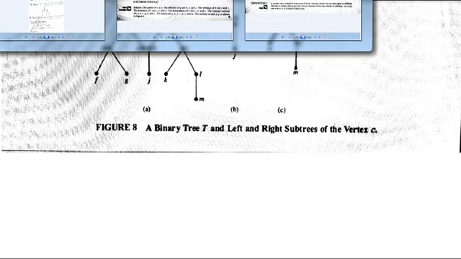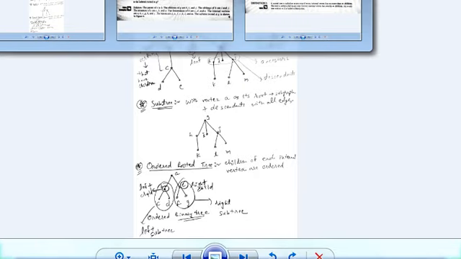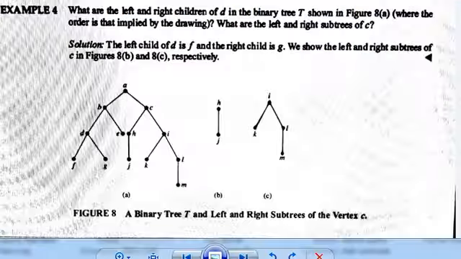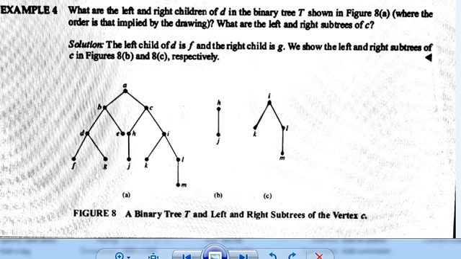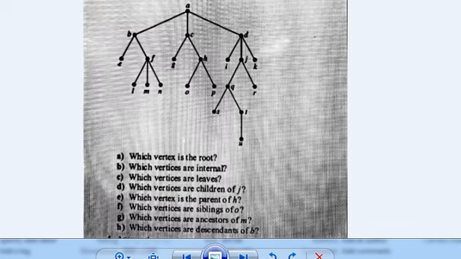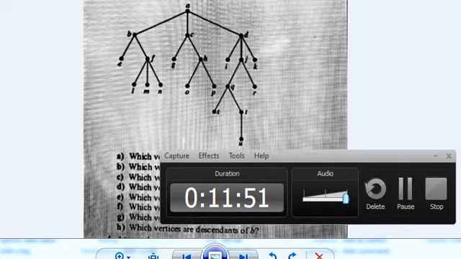This is it for today's session. For the assignment part, you have to solve two examples. The first one is: what are the left and right children, and so on. Next, which graphs are trees? Next, answer the following. Thank you.